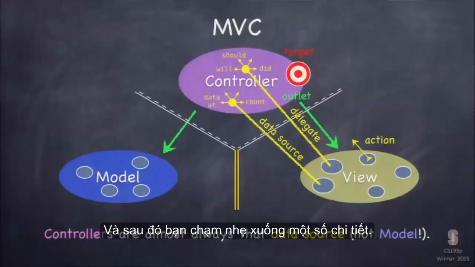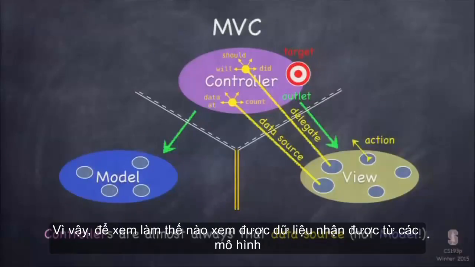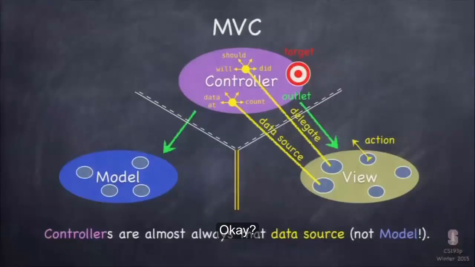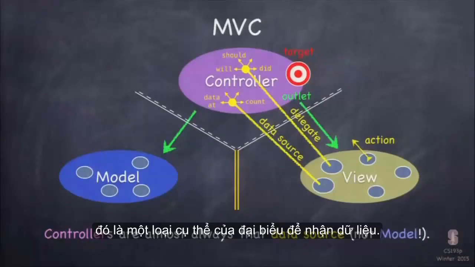You see what I mean? And then you flick down some more. Now it's saying 250, 10 more items. And so the controller is going back to the model and saying, give me more data, and it's providing it to the view in this blind way. So see how the view is getting data from the model through the controller in this kind of blind, structured way. Okay? That makes sense to everybody? So data source is just a kind of delegate. It's a specific kind of delegate for getting data.